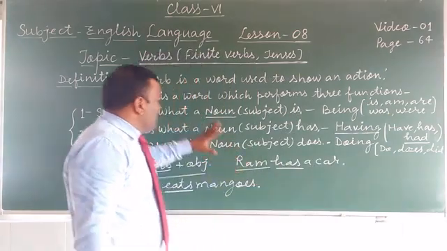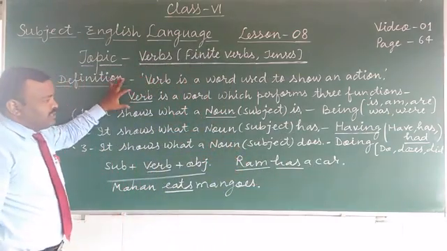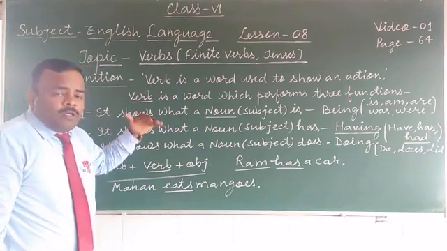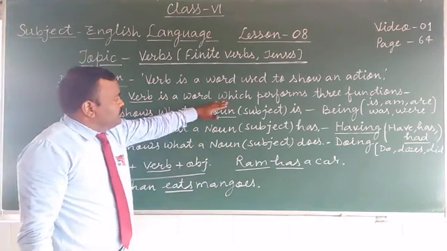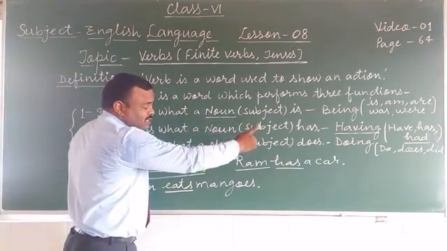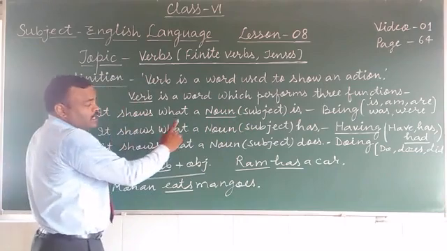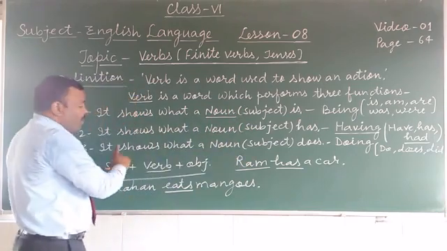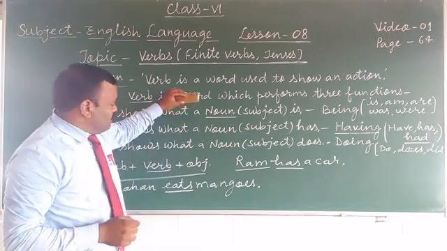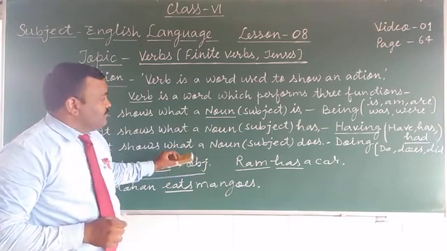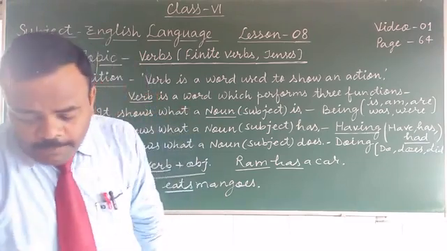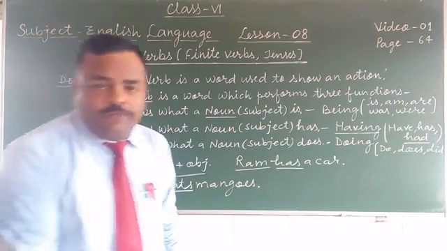So simply a verb performs these three actions. It shows what a noun, meaning the subject, is, what a noun has, and what a noun does. So these are the three functions of a verb. Okay. Now let's see some other rules of verbs.